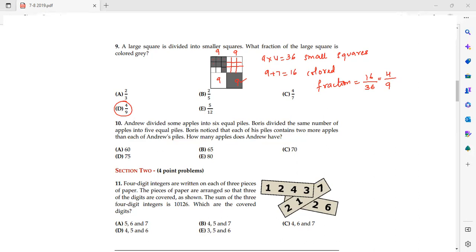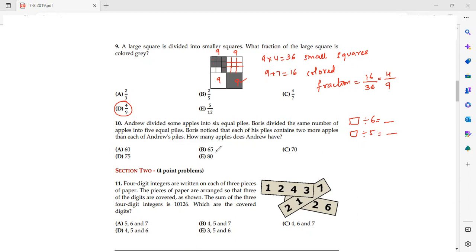Andrew divided some apples into 6 equal piles. Boris divided the same number of apples into 5 equal piles. Boris noticed that each of his piles contained 2 more apples than each of Andrew's piles. How many apples does Andrew have? Now, they're saying there were some apples which, if you divide by 6, you get a number. And if you divide the same thing by 5, you get a number. So what does that mean? That the answer should be a multiple of 6 as well as 5.